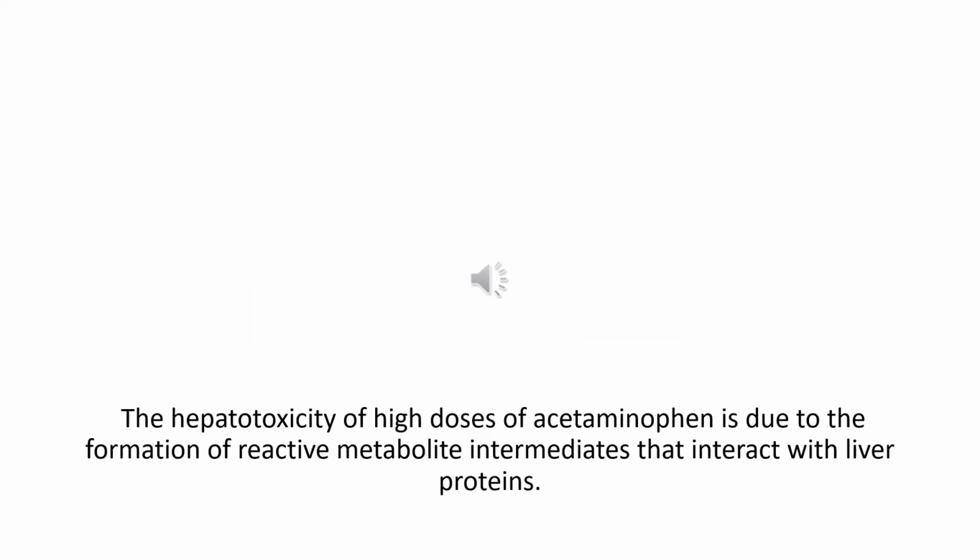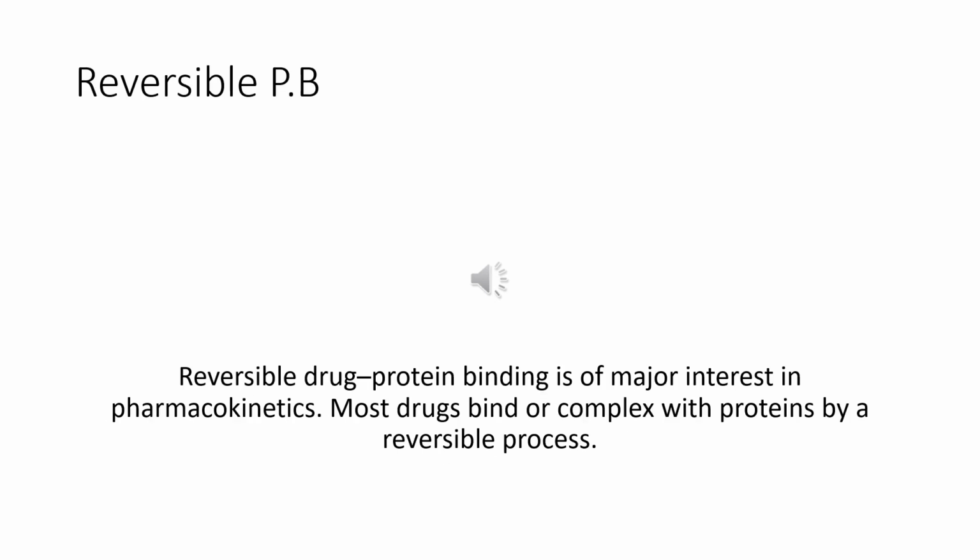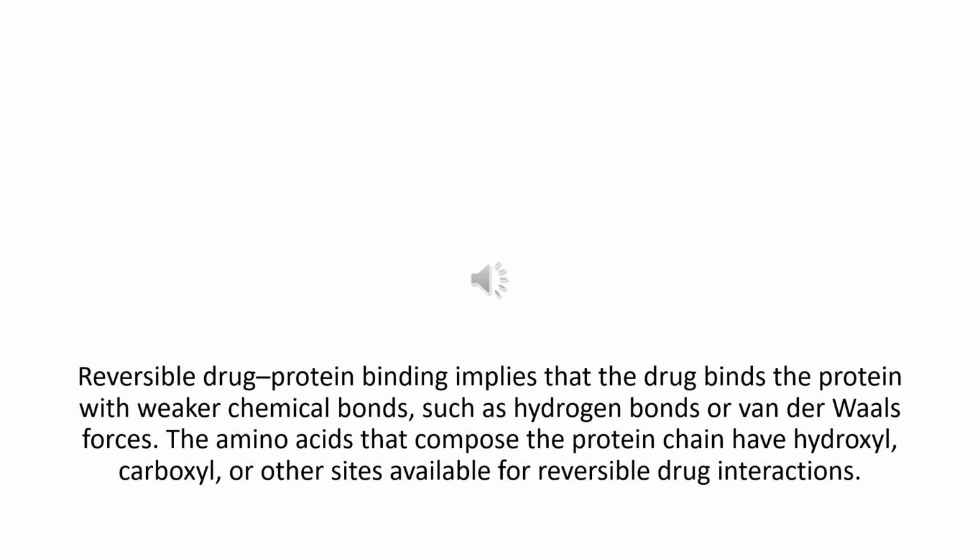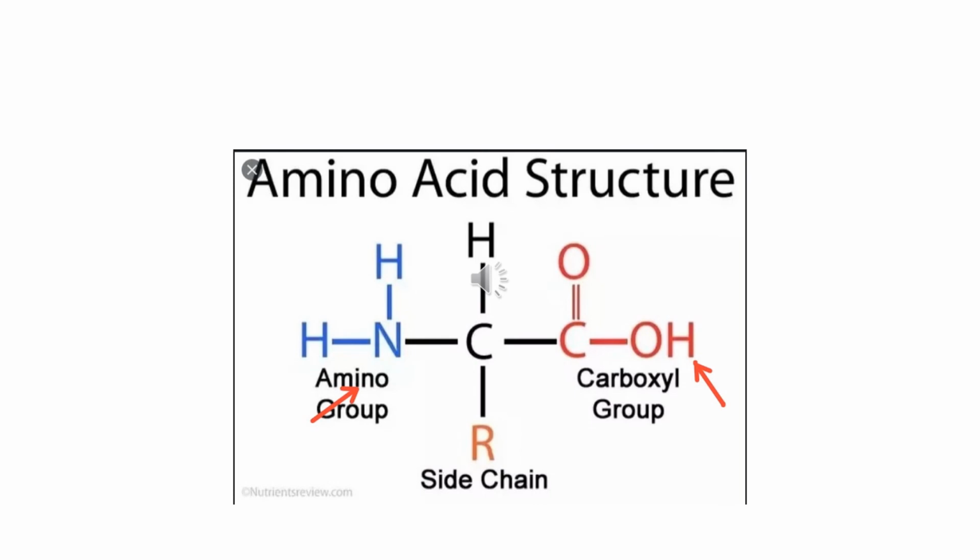I hope it is clear now how this irreversible binding of the reactive intermediate of paracetamol is reacting with liver proteins and causing hepatotoxicity. As far as the pharmacokinetics is concerned, the reversible protein binding is of high interest. It is called reversible because it doesn't involve the covalent bonding, but weaker chemical bonds. Hydrogen bonds or van der Waals forces are the best example for that. Actually, amino acid molecules that constitute the protein molecule have hydroxyl and carboxyl sites available for such interactions, as you can easily see in this diagram.